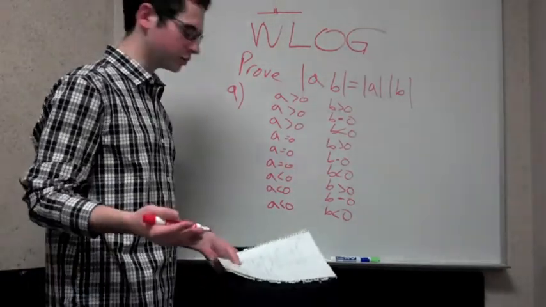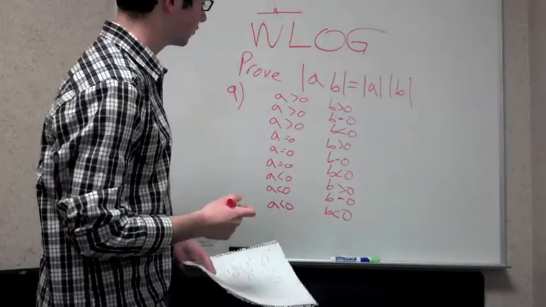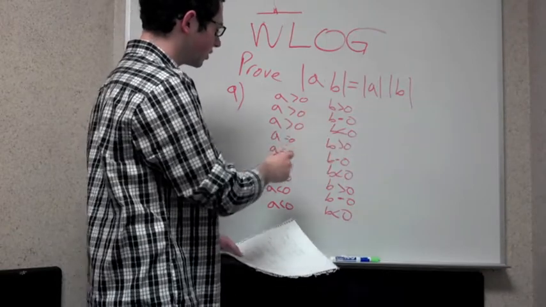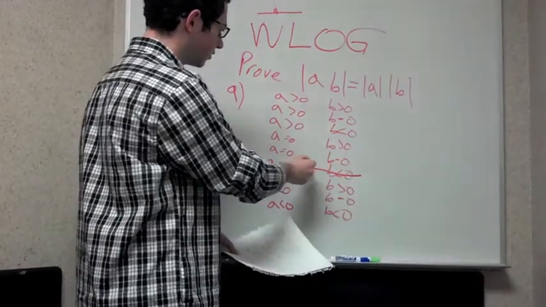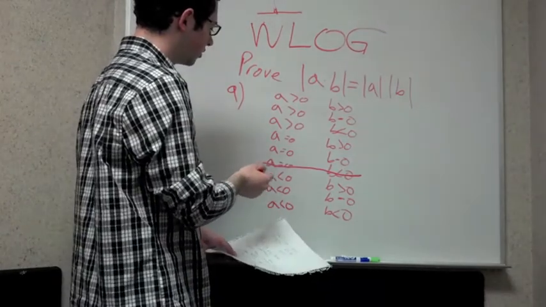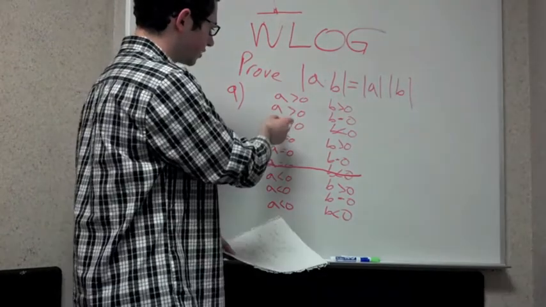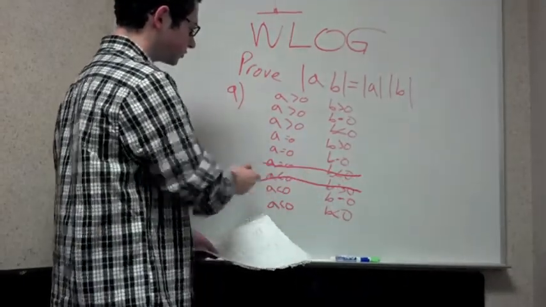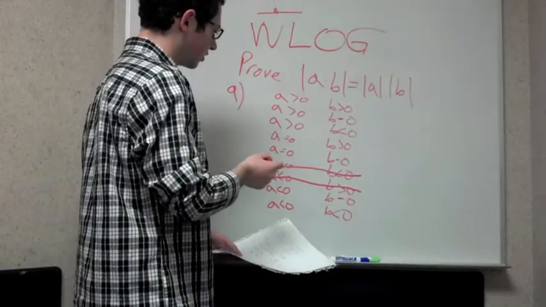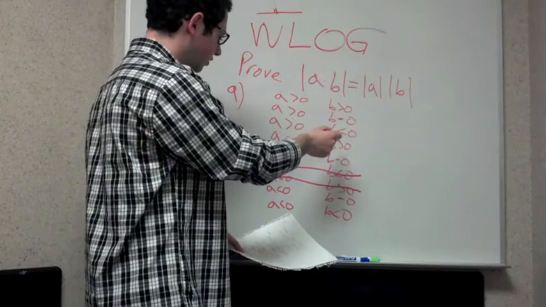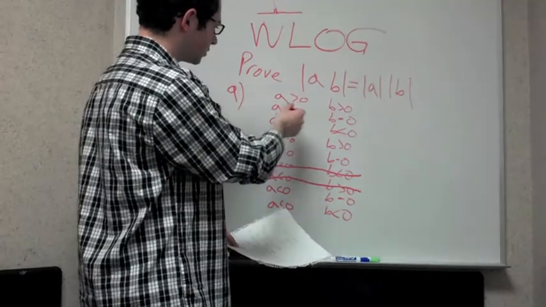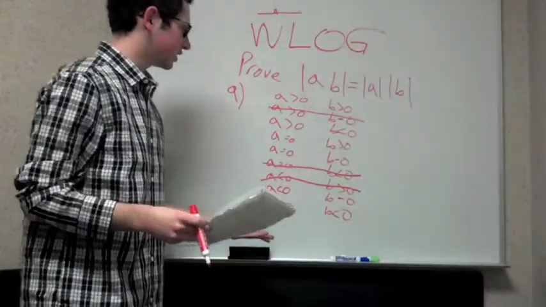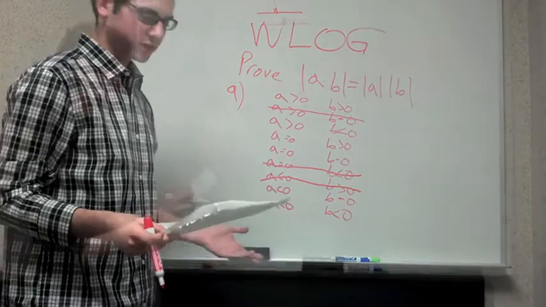But a and b are just variables, so they're interchangeable. So once we prove this statement for a greater than 0, b equals 0, there's no reason we have to then do a equals 0 and b less than 0. Similarly, we don't need a greater than 0 and b less than 0, and also a less than 0, b greater than 0. And when a equals 0 and b is greater than 0, we don't need a greater than 0 and b equals 0. So this gets rid of a lot of work for us. We just reduce our cases down from 9 to 6. It's going to save us a lot of time.